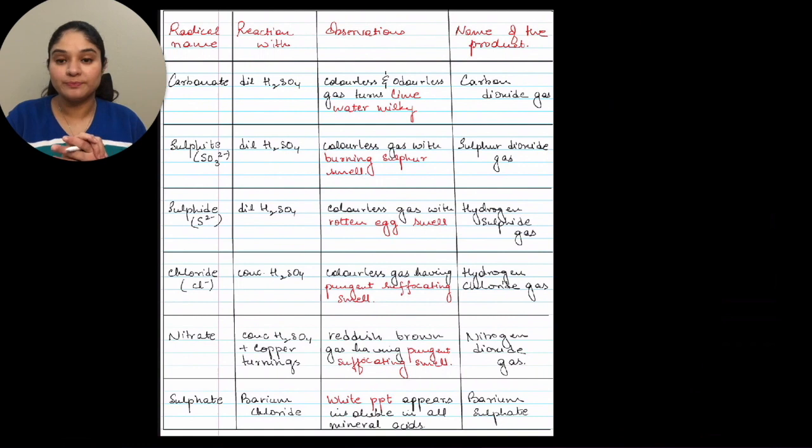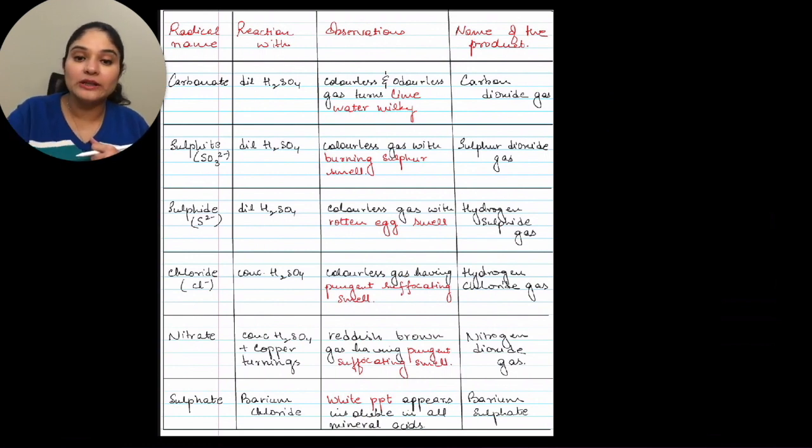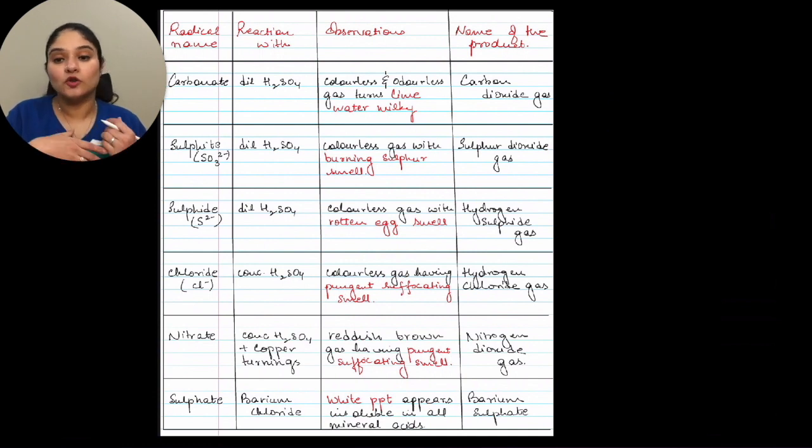Similarly, we have the radical names. This is your cation detection and anion detection. You have all the ions present here: carbonate, sulfide, chloride, and all the information is in this chart itself. So no matter what kind of question comes out, if you are good with this particular chart, you will be able to answer all the questions.